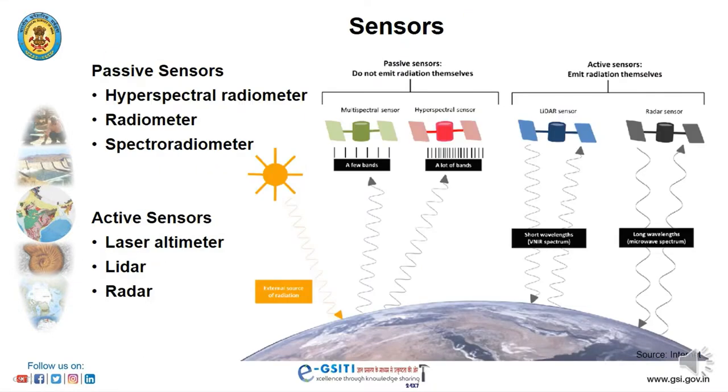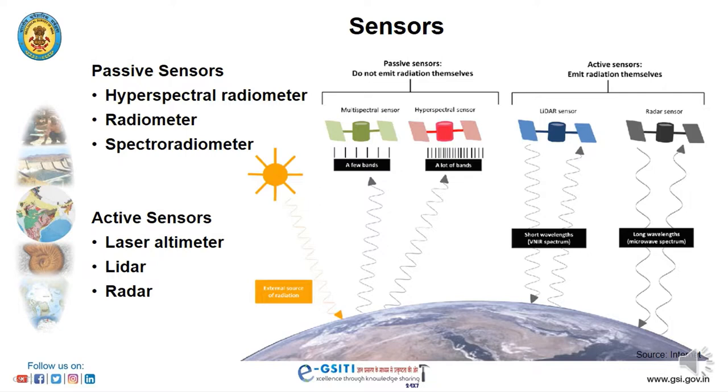Sensors. Basically, we have passive sensors and active sensors. In passive sensors, the external source of radiation in the form of sunlight falls on our Earth's surface and is reflected back from the surface, and is captured by satellite sensors like multispectral sensors as well as hyperspectral sensors. In multispectral sensors, a few bands are there, whereas a hyperspectral sensor possesses a larger number of bands.